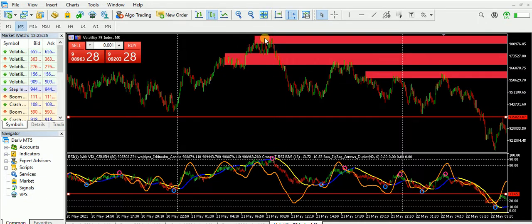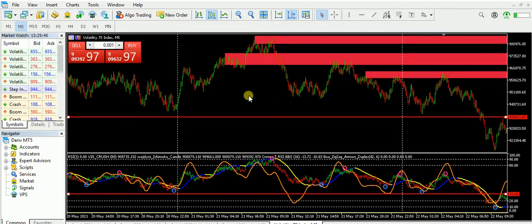You see, that is somewhere here, and it was on your resistance zone here too. It was on the overbought zone. Sorry, it was on the overbought zone. All the indicators were there. Then we are waiting for a sure mass trade to confirm a sell.